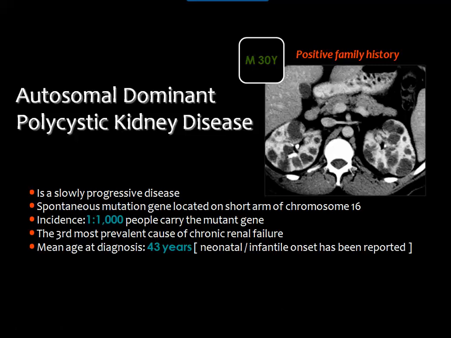Then the autosomal dominant polycystic kidney disease. This disease is a slowly progressive disease with a positive family history in almost the major part of the cases. The incidence is about 1 per 1,000, and it is considered the third most prevalent cause of chronic renal failure. The mean age of diagnosis and presentation is about 40 years of age.